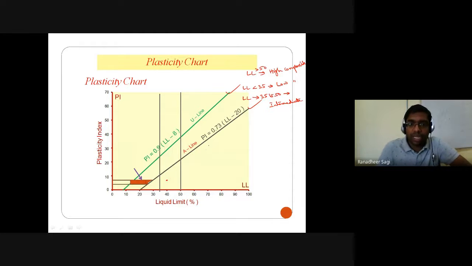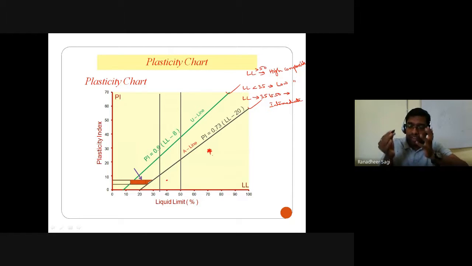Let's say, for example, the data point is falling somewhere here. Now, what is this point telling me? The liquid limit value of that soil is greater than 50 and the point is below the A line. If that point is below the A line, then the soil is a silty soil or an organic soil, and the liquid limit value is greater than 50. And depending on the smell, the color, and decomposing characteristics, I'll be able to categorize it, as it is falling below the A line.